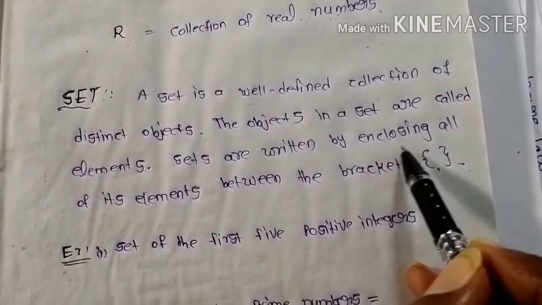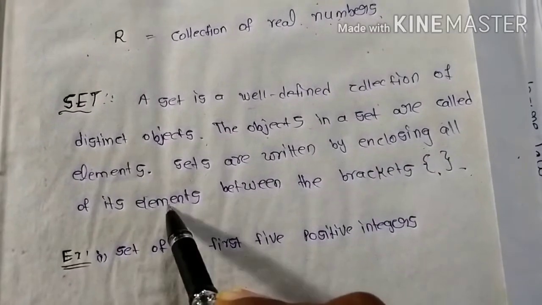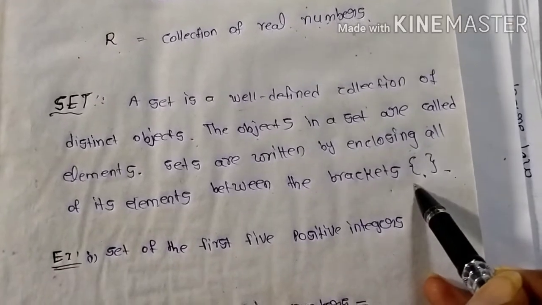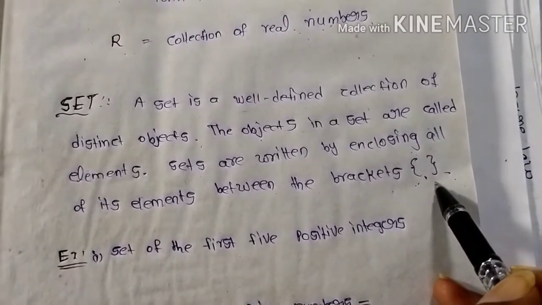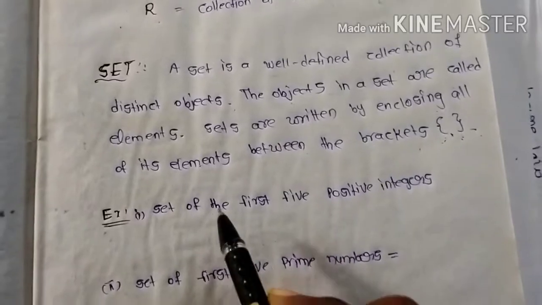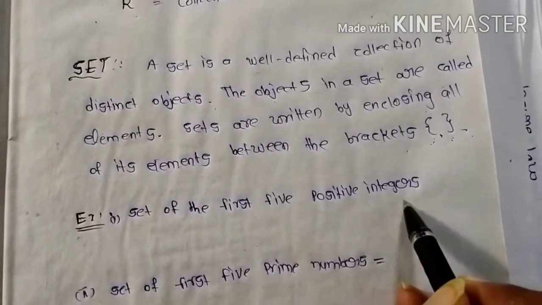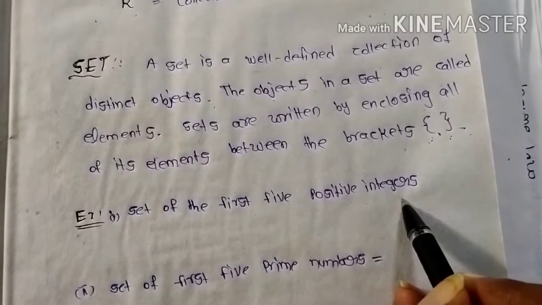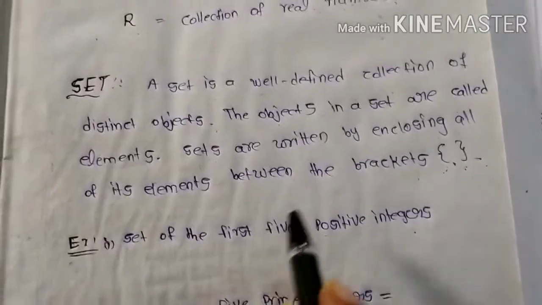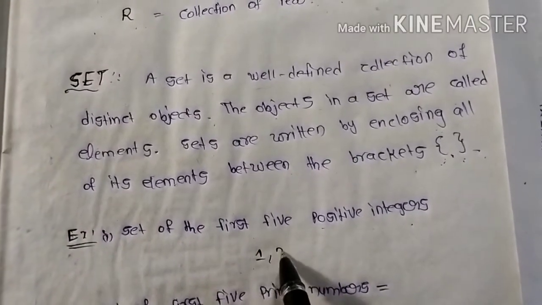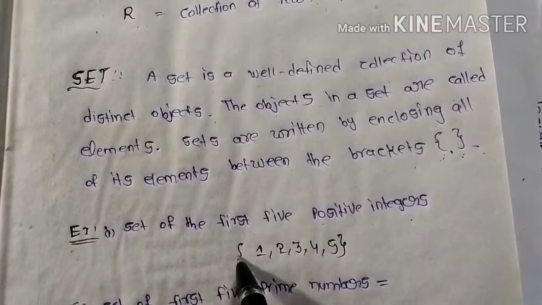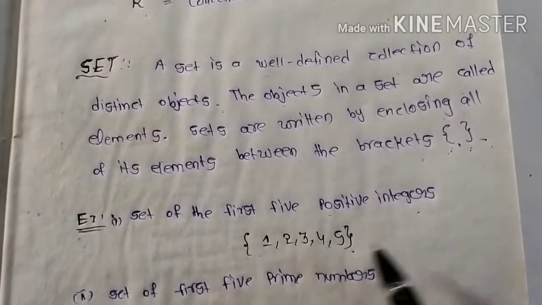Sets are written by enclosing all of their elements between brackets. Here is the open bracket, and it will be closed with a closing bracket. In this bracket we can write all the elements. I am asking you: the set of the first 5 positive integers. What are the first 5 positive integers? We are taking positive, so first you can write 1, 2, 3, 4, 5, with open braces and closed braces. This is the set of the first 5 positive integers.